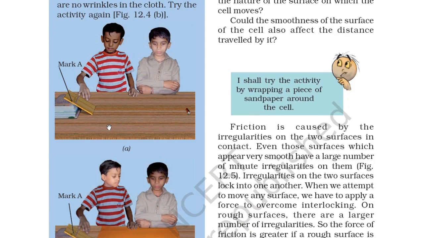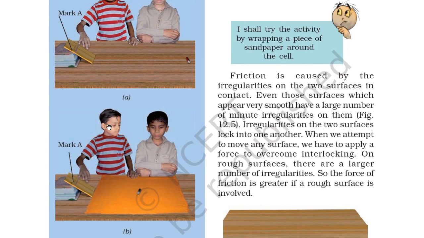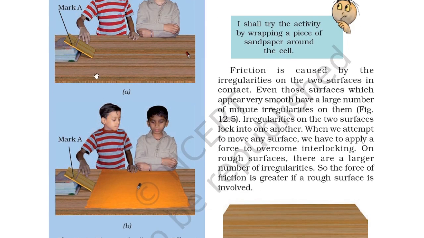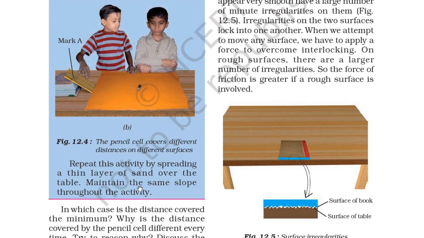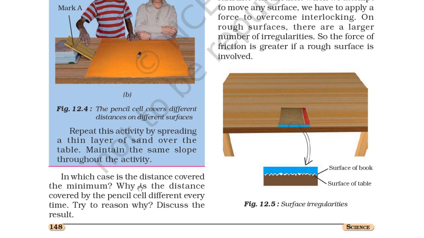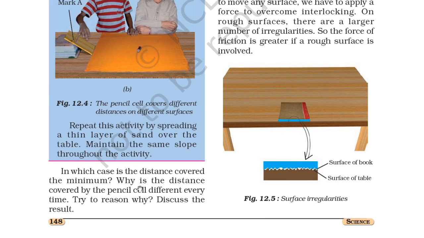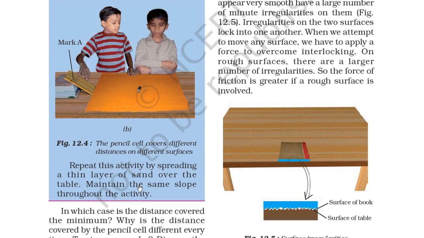So you can see in 12.4, they are doing the activity. Mark A. You can see here the cell has gone till here, and with cloth it is still here. The pencil cell covers different distances on different surfaces. Repeat this activity: spread a thin layer of sand over the table. Maintain the same slope throughout the activity. In which case is the distance covered the minimum? Why is the distance covered by the pencil cell different every time? Try to reason why. Discuss the result.